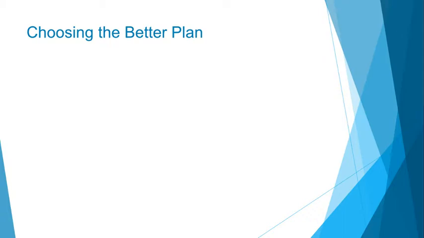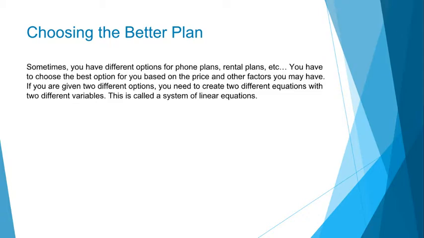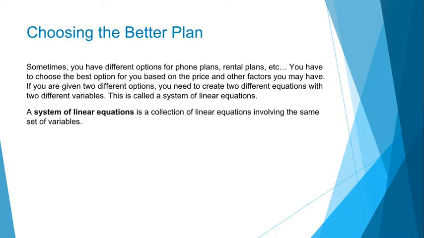Sometimes you have different options for phone plans, rental plans, etc. You have to choose the best option for you based on the price and other factors you may have. If you are given 2 different options, you need to create 2 different equations with 2 different variables. This is called a system of linear equations. So a system of linear equations is a collection of linear equations involving the same set of variables.